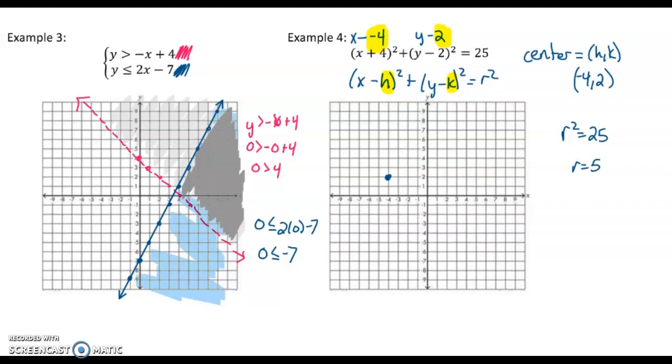So from the center, count to the right 5 and put a point. Count to the left 5 and put a point. Count up 5 and put a point. And then count down 5 and put a point. And then just from there, do your best to draw in your circle. Mine always ends up a little egg shape, but we do our best. And that is your graph. So find your center and then count out your radius.